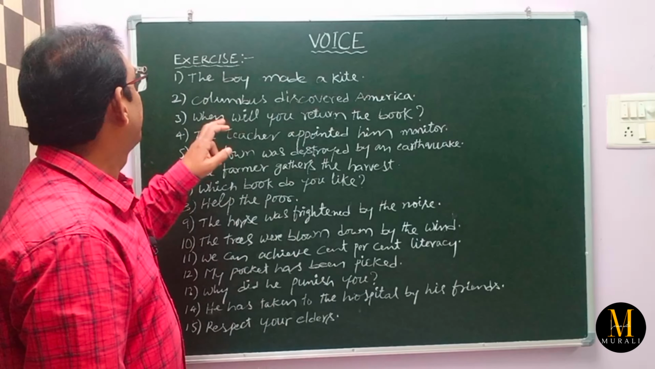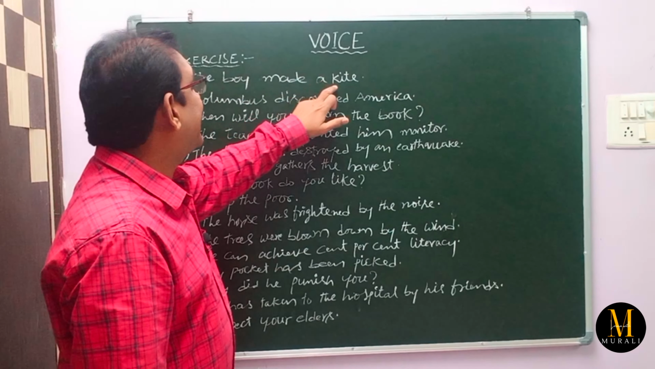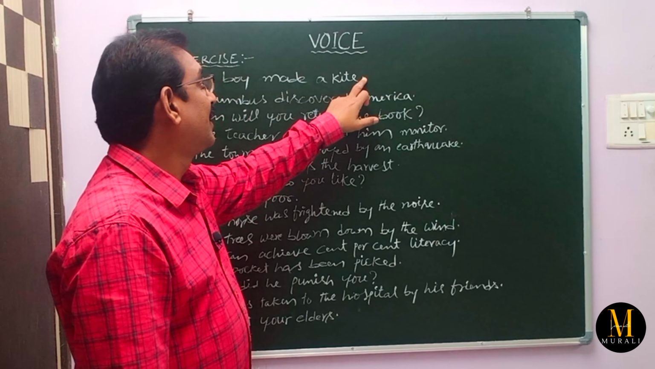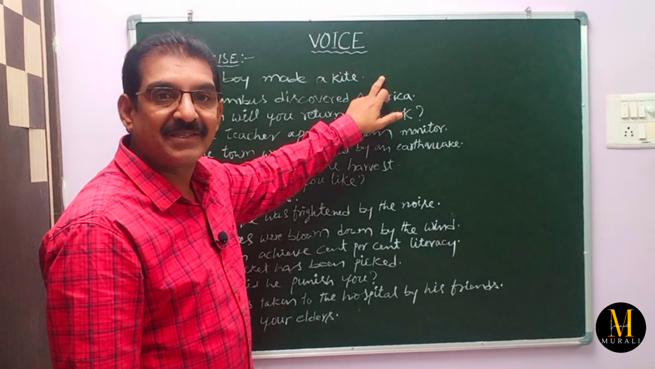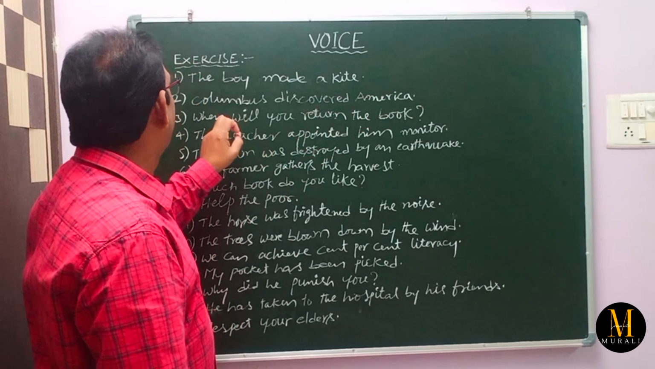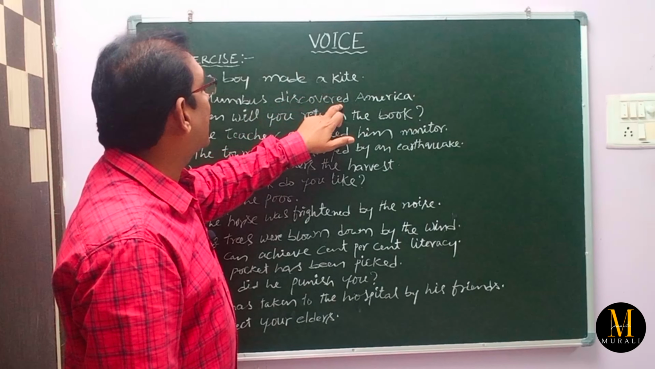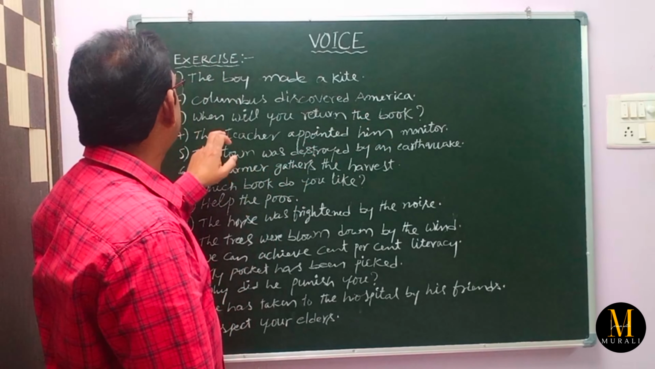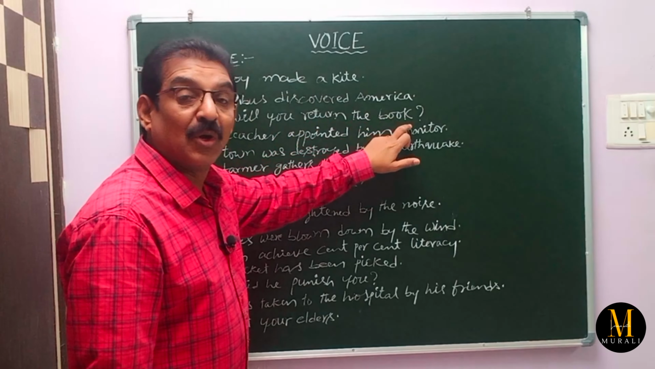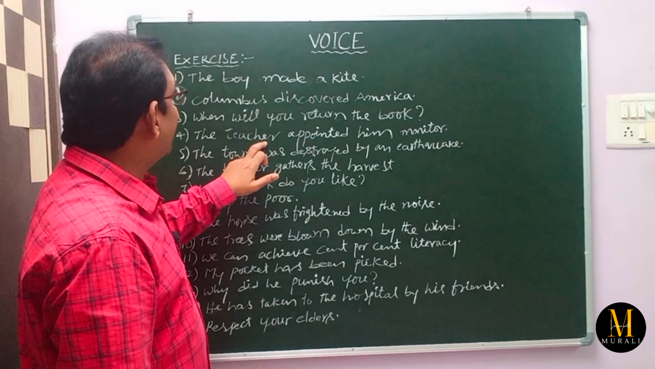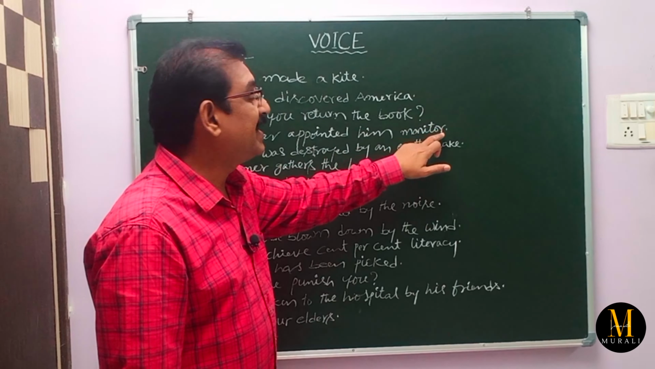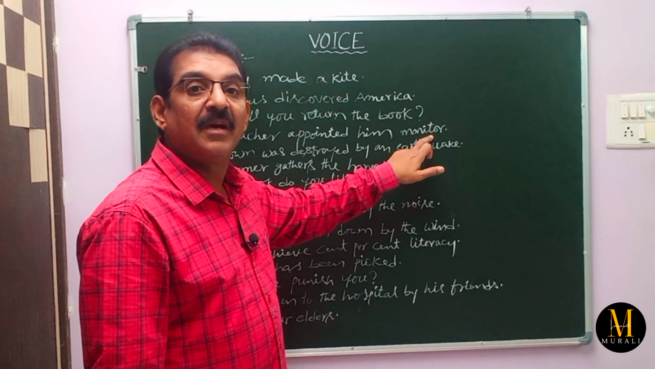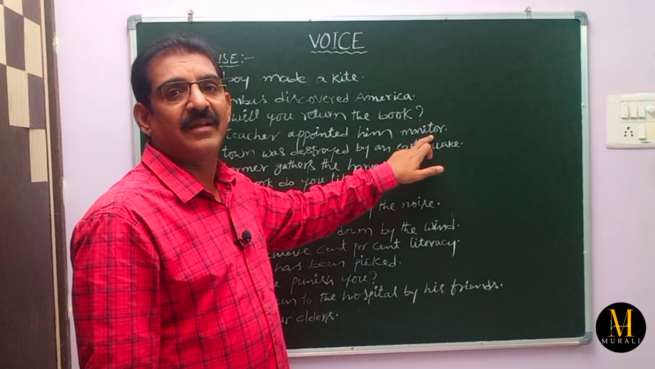Now, number 1, the boy made a kite. This is what type of voice? Active voice. You can observe it. Next, Columbus discovered America. Next, when will you return the book? The teacher appointed him monitor. Monitor means representative, class leader, like that.